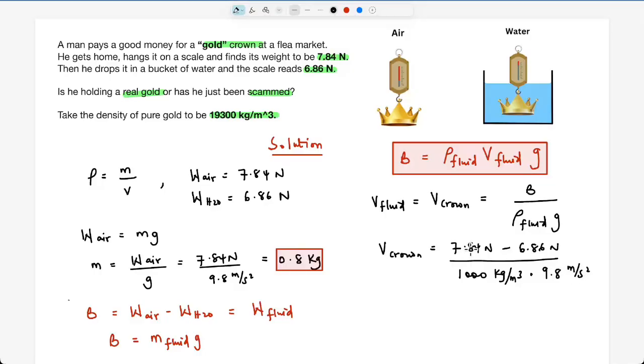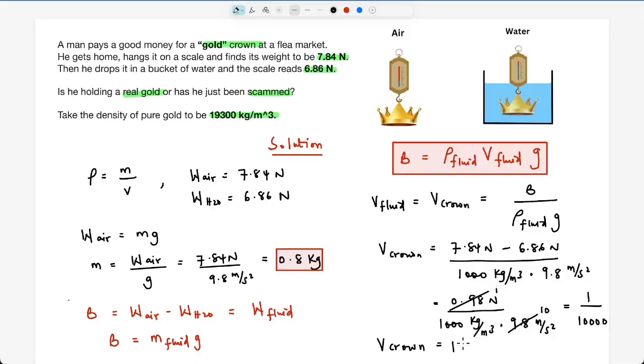So 7.84 newtons minus 6.86 newtons is 0.98 newtons, divided by 1000 kilograms per meter cubed times 9.8 meters per second squared. Now 0.98 goes into itself one time, and it goes into 9.8 ten times. It's going to be 1 divided by 10,000. So the volume of the crown is 1.0 times 10 to the power of minus 4 meters cubed. From this, we have all the information we need to calculate the density of this crown.